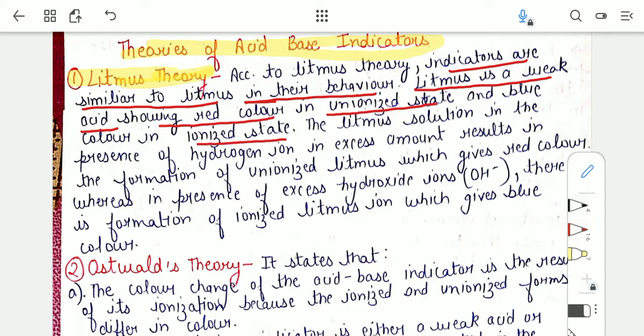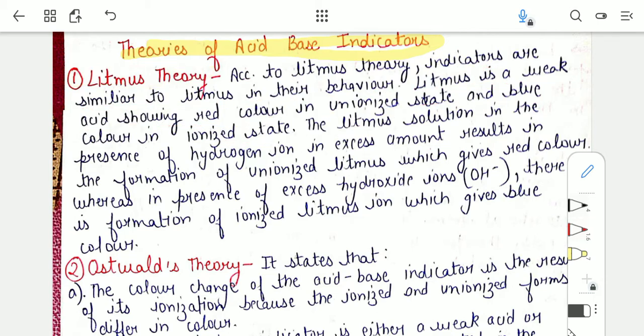So here we are talking about the ionization. I will repeat again, that litmus in unionized state, which means that it is not broken down into ions, has red color, but when it is broken down into ions, it shows blue color. So the litmus solution in presence of hydrogen ions, which means when we dip the litmus solution in acidic medium, there are hydrogen ions. So it results in the formation of unionized litmus, which gives red color. I hope this is clear to you.